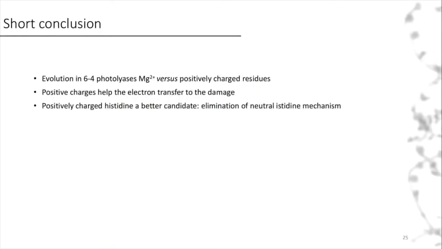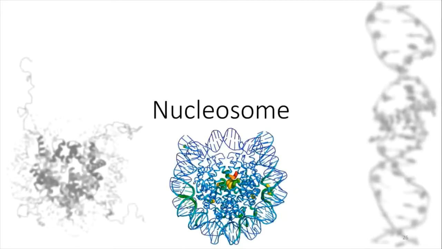So, the three conclusions we have from this are that the evolution in the 6,4 photolyase family involves either divalent cations or a positively charged residue in the same position, and this positive charge can help the electron transfer to the damage. The positively charged histidine is a better candidate in PHRB for the repair of 6,4-PP. And last, I would like to tell you about the nucleosome and the 6,4 photoproduct in nucleosome.